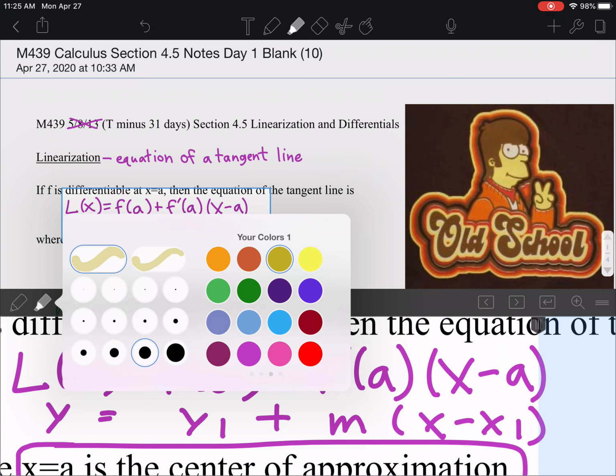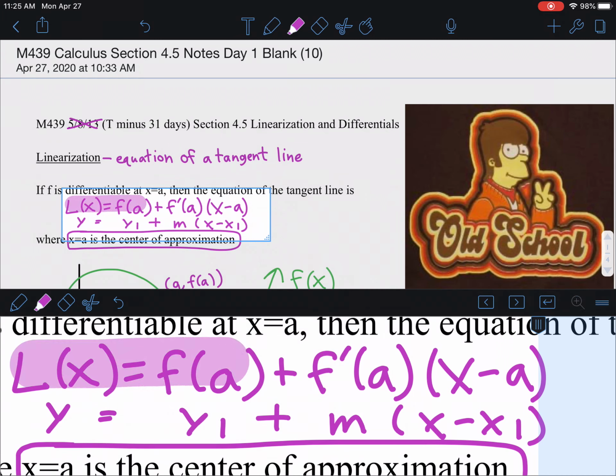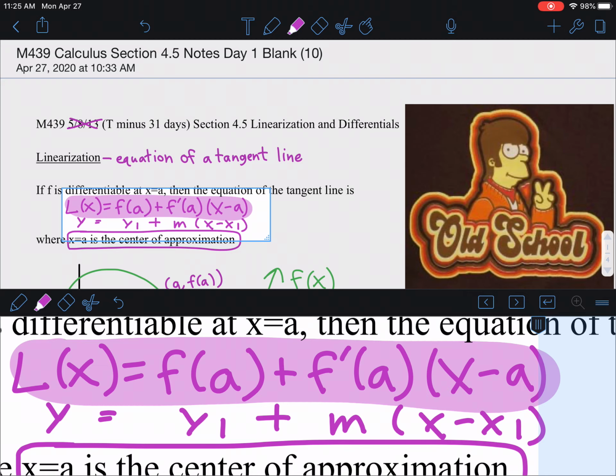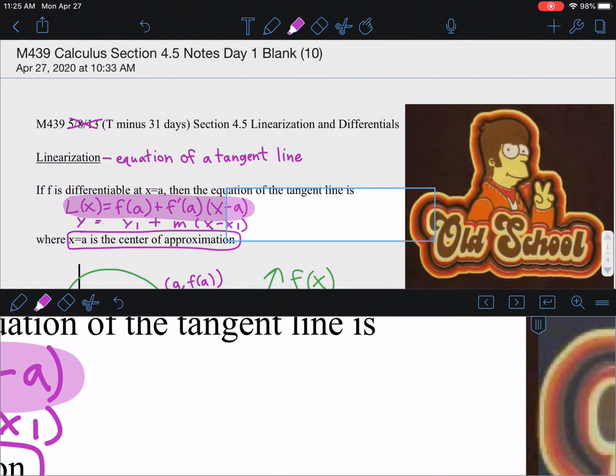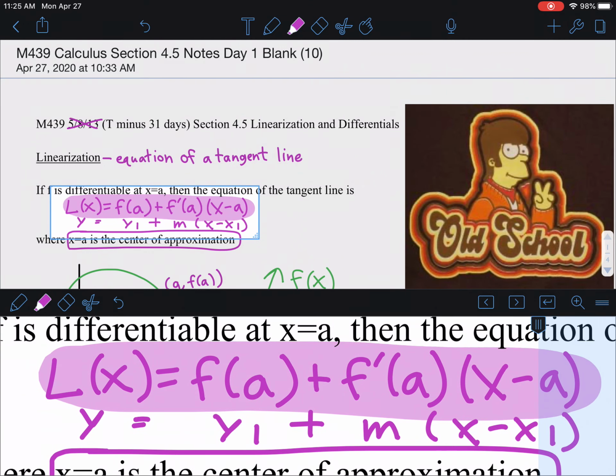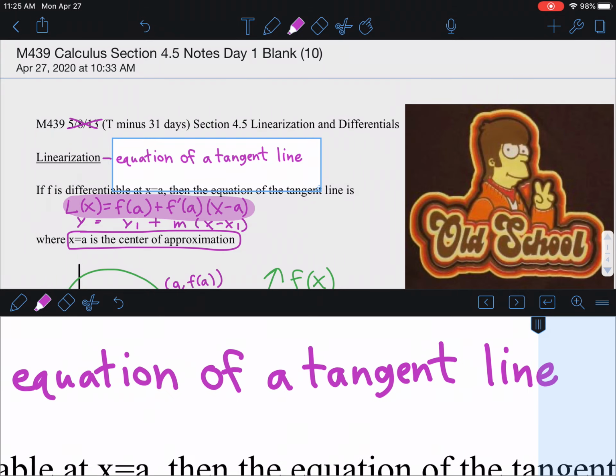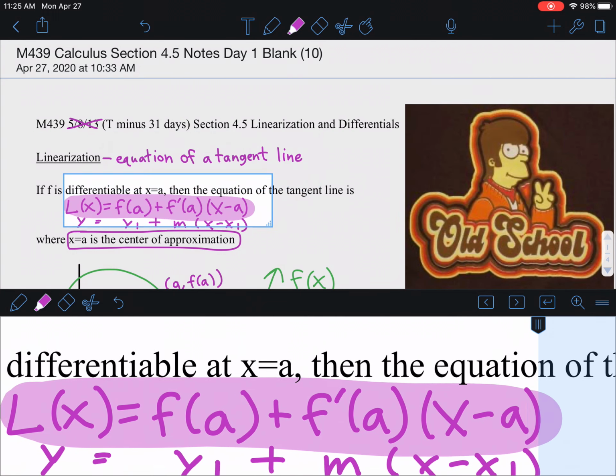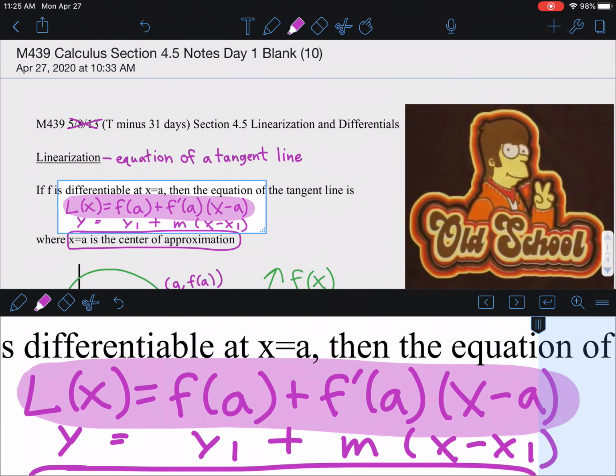And again, it is going to be based off of the point-slope form. I said slope-intercept, I'm sorry, I meant point-slope form. If you ever forget this formula, just think point-slope form and you're solving for the y, so you have to move the y1 over. So linearization is just, again, the equation of a tangent line, slightly rewritten from what we're used to with point-slope form. So here's what we're going to do with it.